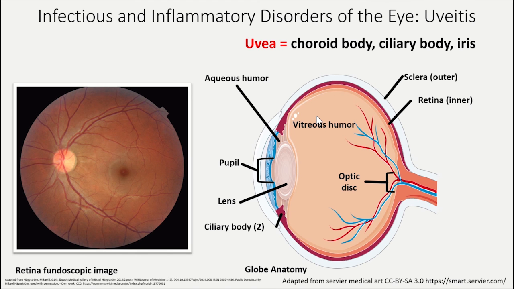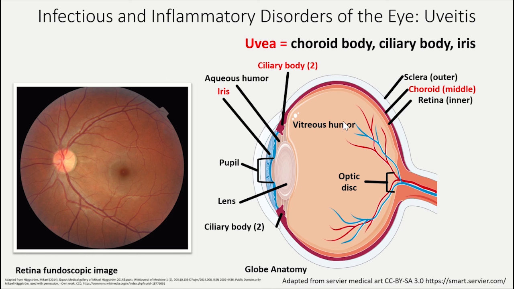So the uvea: the choroid, the ciliary body, and the iris. So the iris here is the colored part of the eye. The ciliary bodies, and there are two, hold the lens in place. And then the choroid is the middle layer of this three-layered portion of the eye. Sclera is the outer, choroid is the middle, retina is the inner. Vitreous humor, again, just in case some of you don't know, it's really a gelatinous structure.